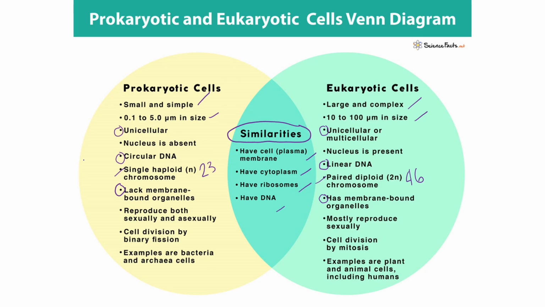And then in terms of reproduction, your prokaryotes can reproduce either sexually or asexually, while most of your eukaryotic cells reproduce sexually. Binary fission is the cell division of prokaryotes, while via mitosis for eukaryotic cells. And then these are already your examples.